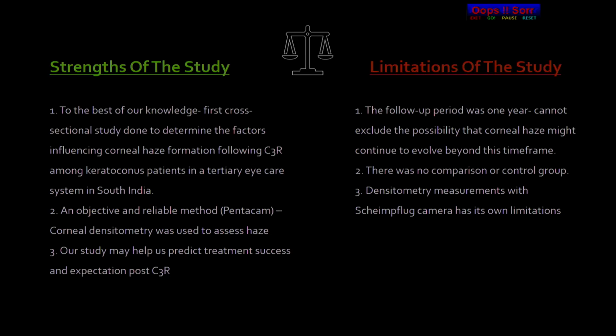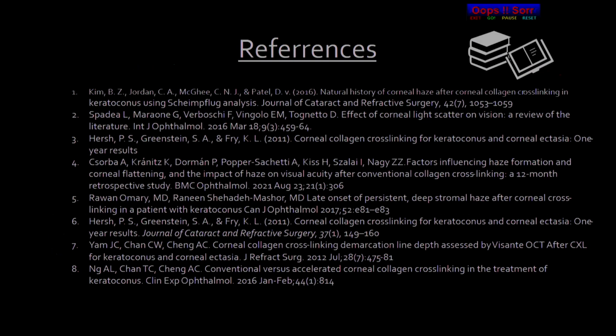The limitation was that the period was just 1 year, so we cannot exclude the possibility that the corneal haze might continue to evolve beyond the time frame. There was no comparison or control group. Densitometry measurements with the Scheimpflug camera have their own limitations. These are my references. Thank you.